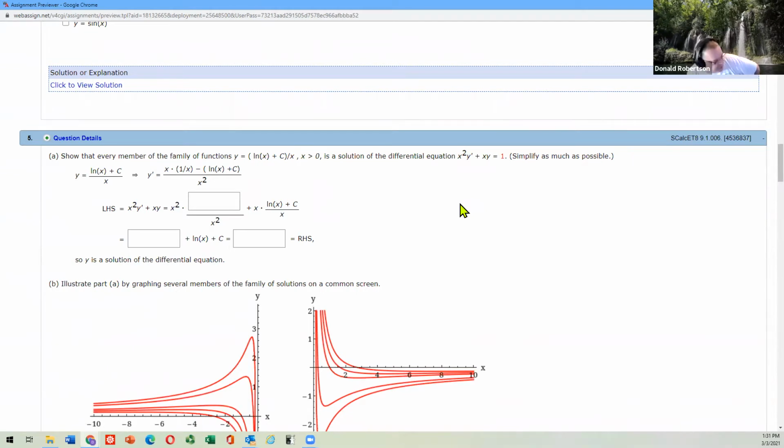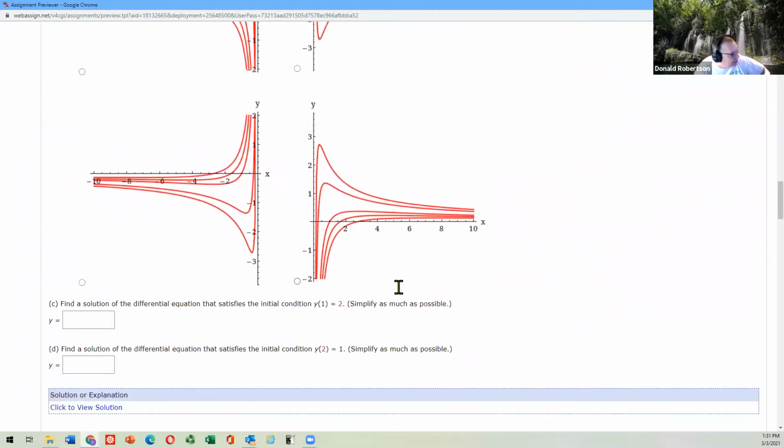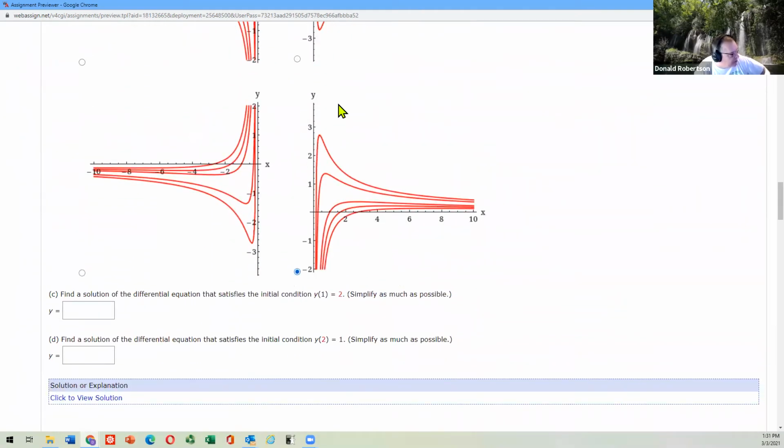Now, what they mean by several members of the family on a common screen, you basically go to your TI-84, right? And you plug in what this function looks like, plus 0, plus 1, plus 2, minus 1, minus 2. So you just replace the c with numbers like 0, 1, 2, 3, minus 1, minus 2, minus 3. And when you do that, you will end up with a bunch of guys that look like that.